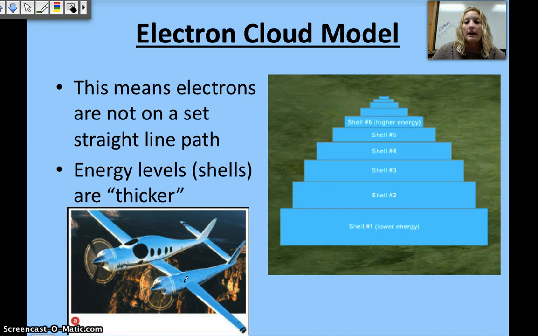So if we look at these essentially lanes or shells that electrons can be in, the nucleus would be down here. These would be going around that nucleus, and these are essentially the electrons' lanes. These electrons can be moving in any direction in those lanes, and they may even be doing a wave. They're just somewhere in there. They're not following a straight line path.